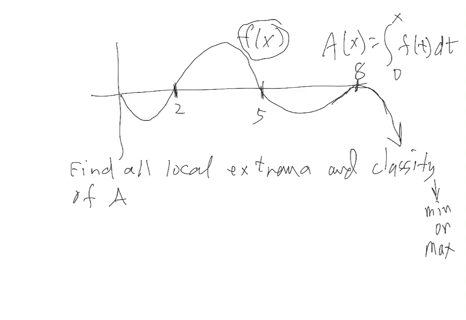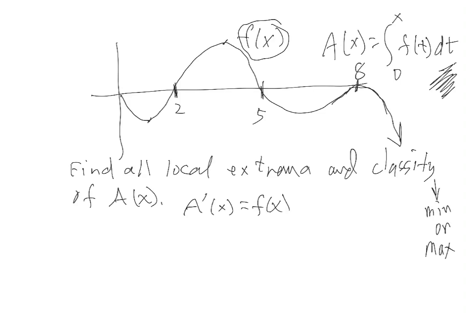I want to know about the function A, not about the function f. Function f is obvious. We have a local min right here, a local max. But that's not the interesting function. The interesting one is the area function. So, to find extreme values, we need the derivative. And by the fundamental theorem of calculus, the derivative of a function defined in this fashion as an area function is just the function generating the area for us, little f of x.